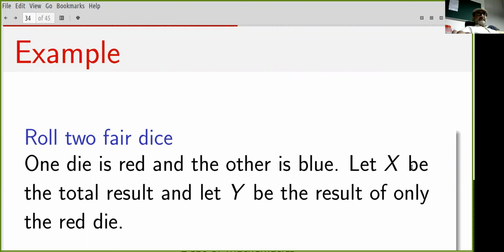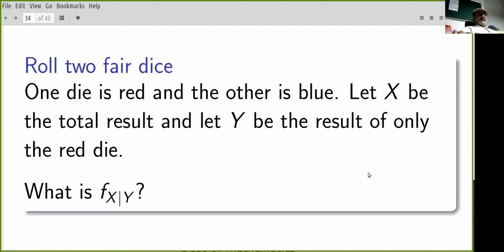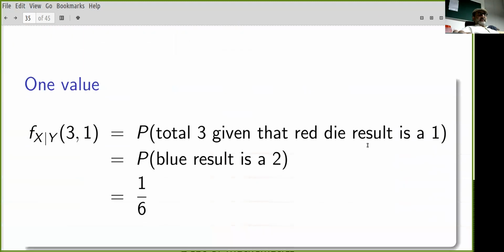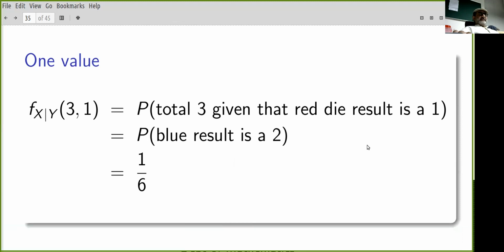Okay. Another example to illustrate our ideas. You roll 2 fair dice. One die is red, the other one is blue. Let x be the total result. Let y be the result of only the red die. What is the conditional PMF? Well, all right, let's do one value and then you can do the others as an exercise.